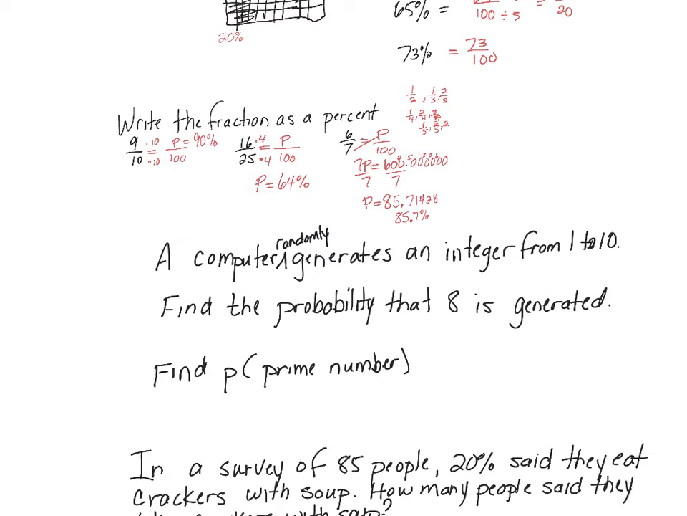It says a computer randomly generates an integer from 1 to 10. Randomly, like our random drug testing here, right? They don't just put your name in there and say, ooh, I think this person's doing drugs. I'm going to pull their name out. That's not fair, is it? So it's randomly generating an integer from 1 to 10. Find the probability that 8 is generated.